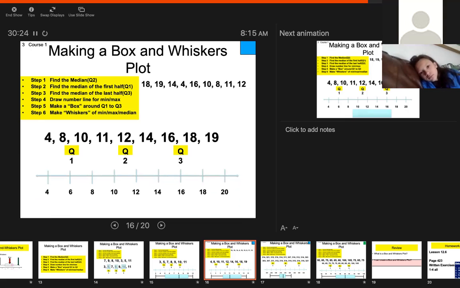The rest of it is you put a box from Q1 to Q3. So we need a box from Q1 to Q3. What was Q1? 9. And what was Q3? 17. So I need a box. And there's no 9 or 17 on my graph, so I'm kind of estimating.